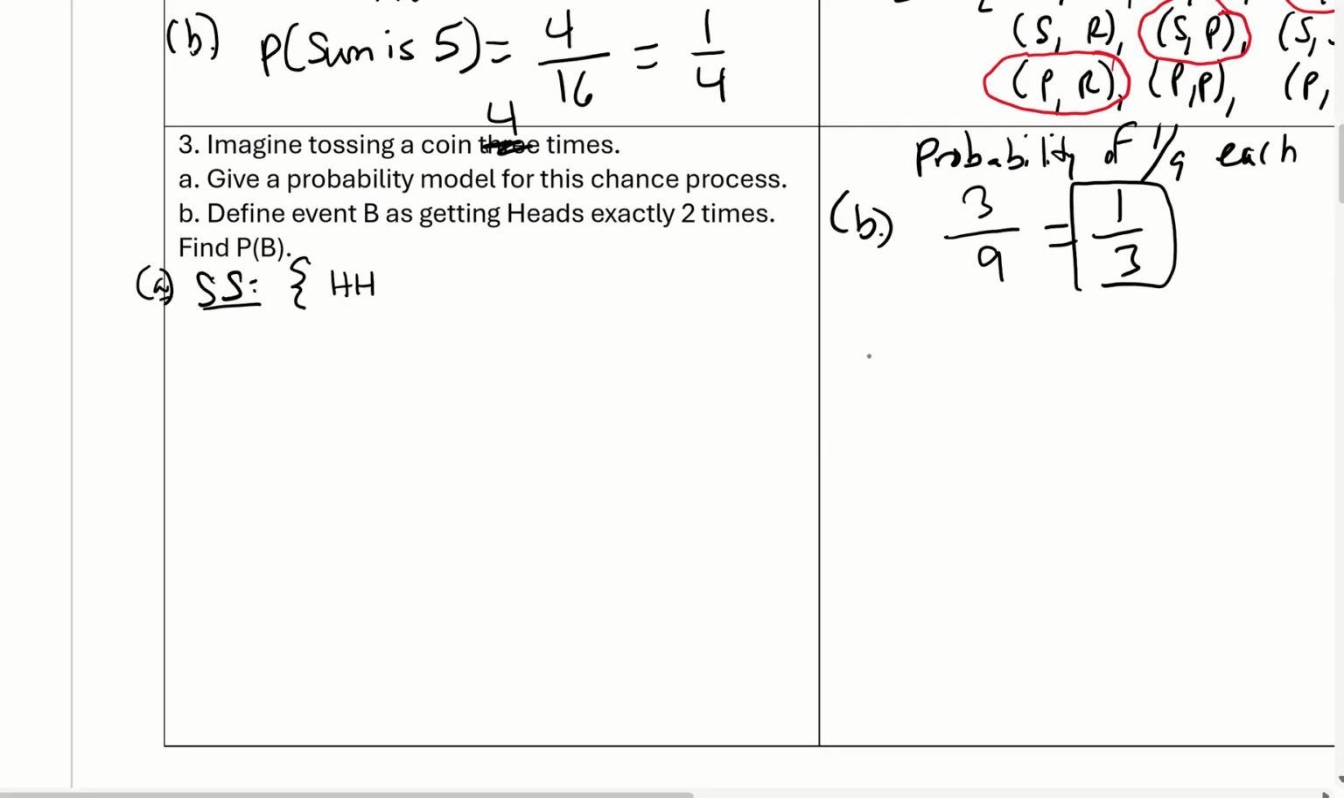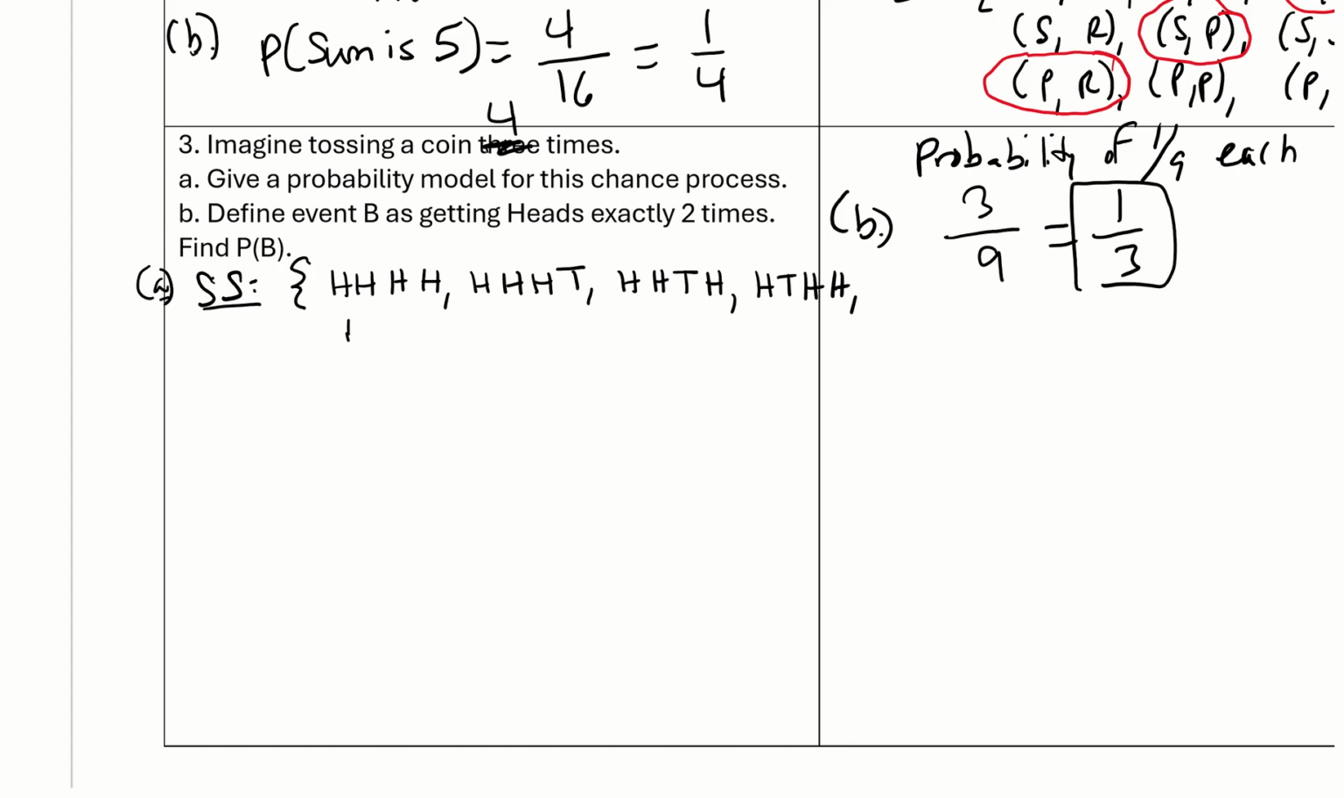We can do 4 heads. Then, now we're gonna do 1 tails. So we got three heads, 1 tail. Then we're gonna move the tails around. We're gonna move the T around. We got T and H's. So that's all one tails.